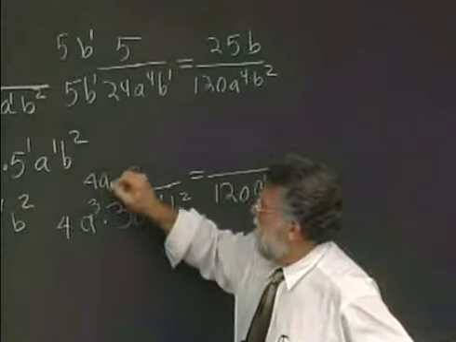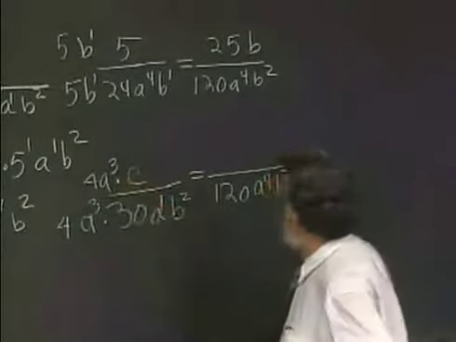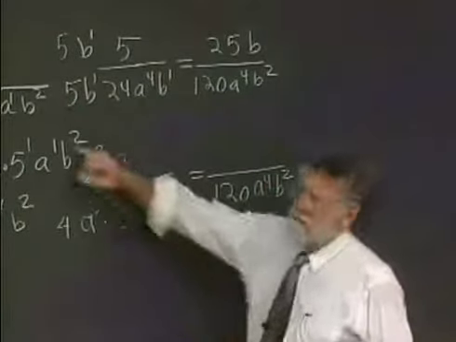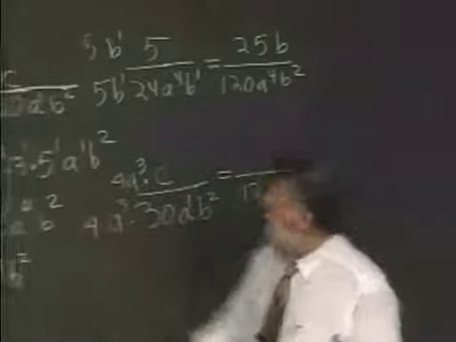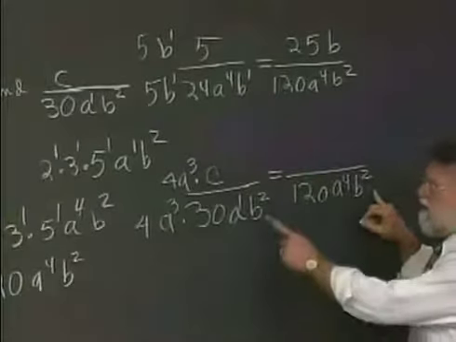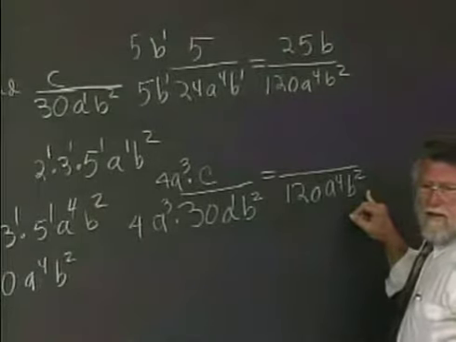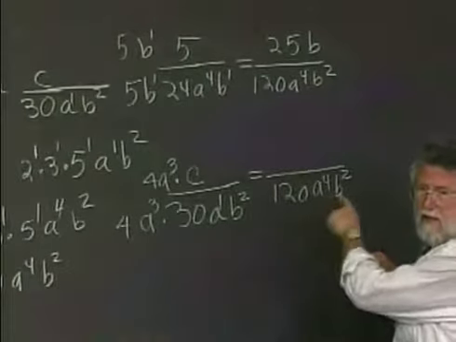Wait, what about the b? B to the first, right? Where did you see it? I'm in the second fraction. With a, no, but you have a b squared down there and I have a b squared here. Right. Aren't those okay? Do I need to get any more b's here?